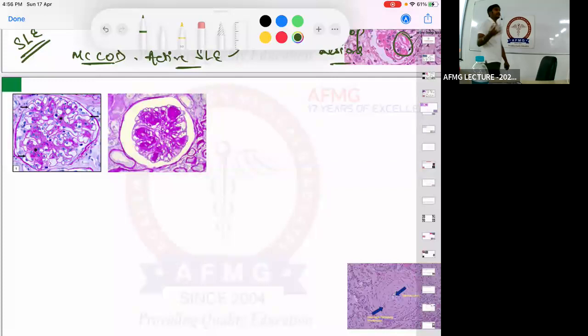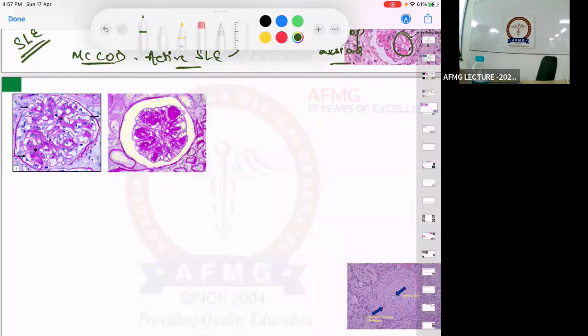The ribbon like deposit. Type 1 Goodpasture is which type of hypersensitivity? Type 2. Good question. Type 2 hypersensitivity. Which antibodies are formed? Anti-GBM antibodies. Type 2 Goodpasture is which type of hypersensitivity? Type 3 hypersensitivity, because it is immune complex mediated. PSGN and IgA nephropathy, which type of hypersensitivity? Type 3, immune complex mediated. Okay? Type 3 hypersensitivity.